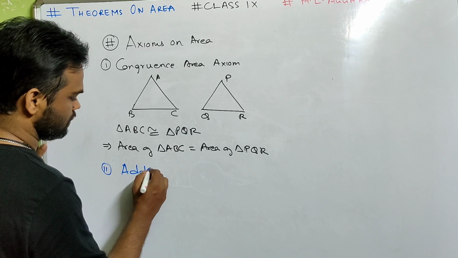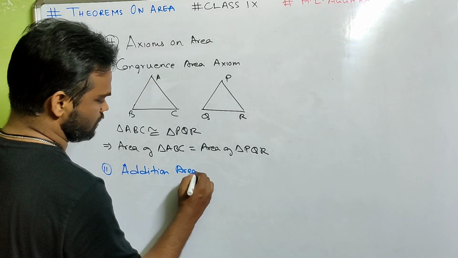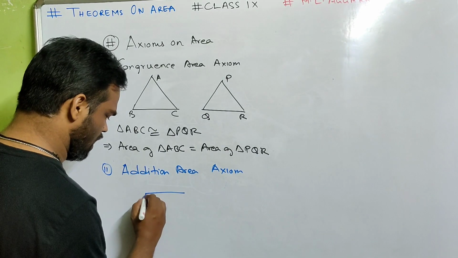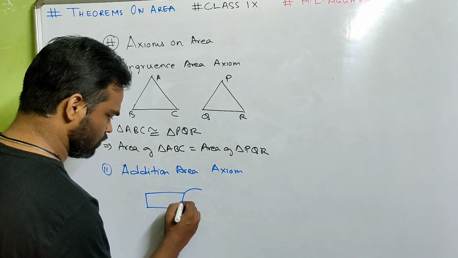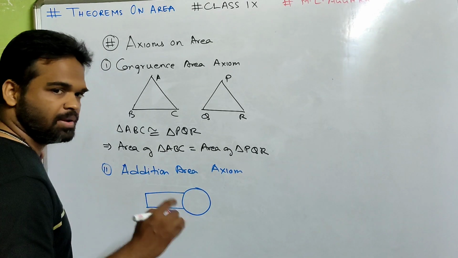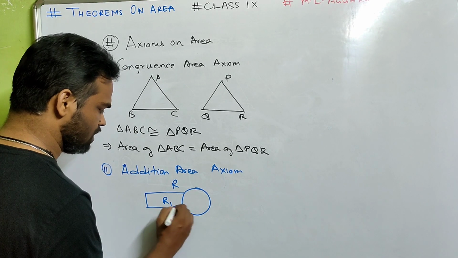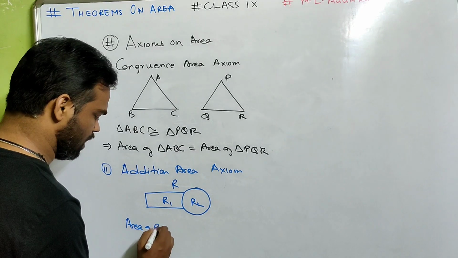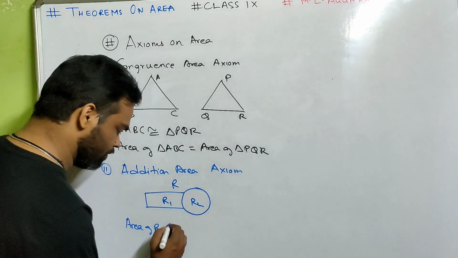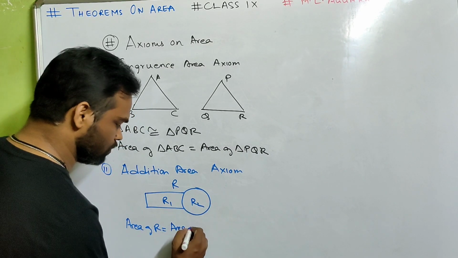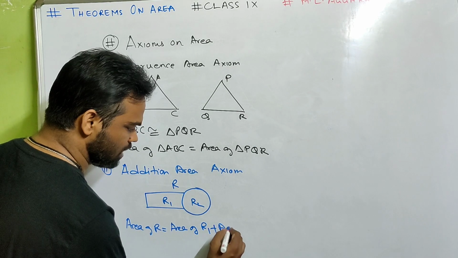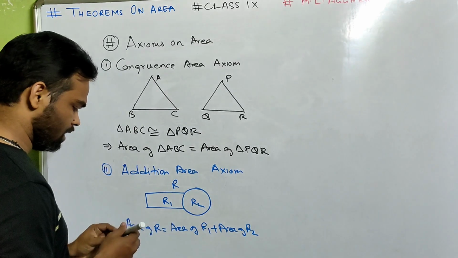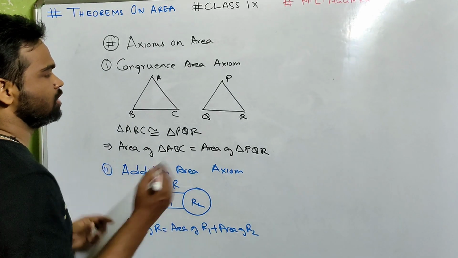Addition area axiom, which is very simple. Suppose you have a planar region R which consists of two non-overlapping planar regions R1 and R2. Then the area of R will be the sum of the area of R1 and the area of R2. Area of R1 plus area of R2. This is quite logical. Now, one more thing we need to know.